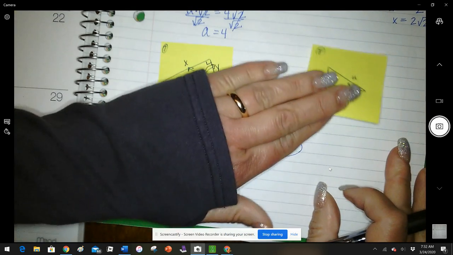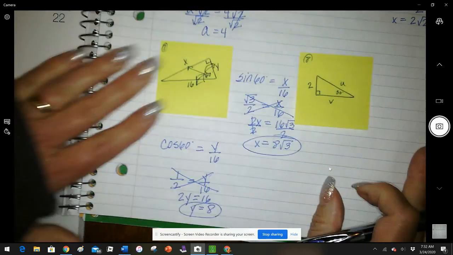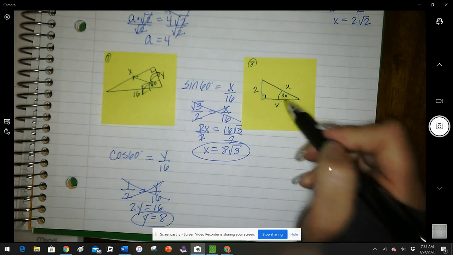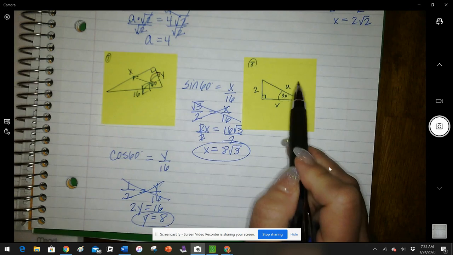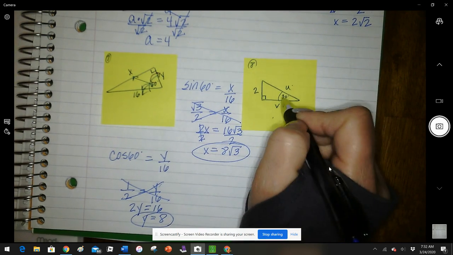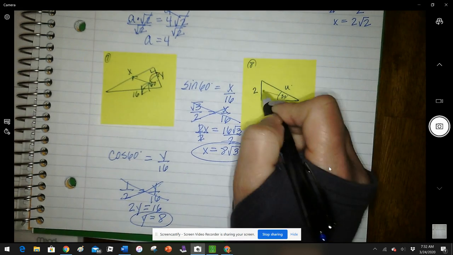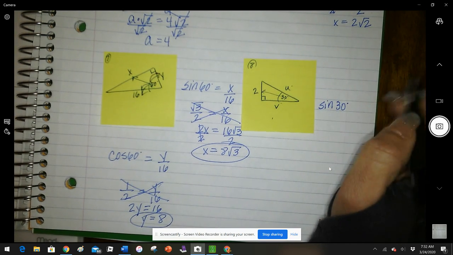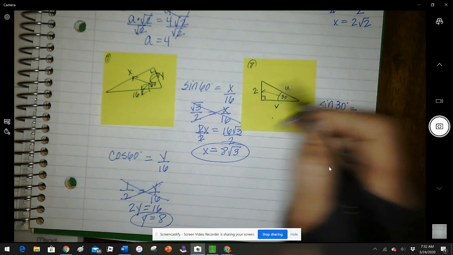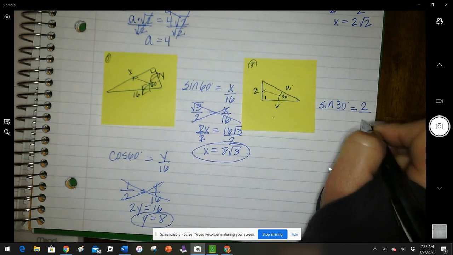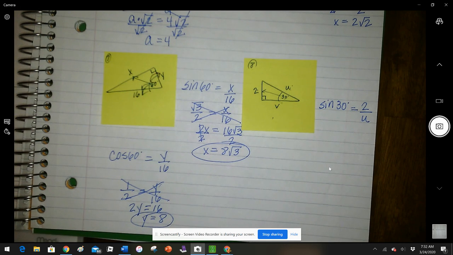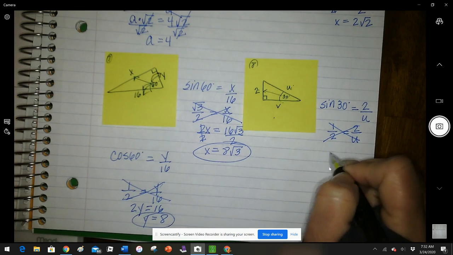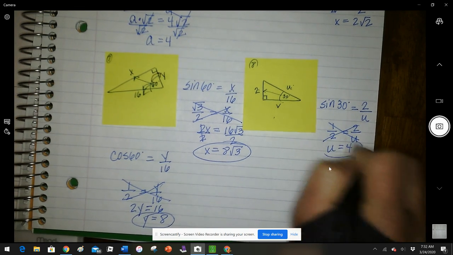Okay, last one, number 8. Excuse me again. All right, so here we go. We're going to use our 30 degrees, and we're going to find u and v. So I'm going to start, I don't know why I always seem to start with sine, but let's do the sine of 30 degrees. And that's going to equal opposite, which is 2, over hypotenuse, which is u. The sine of 30 degrees is 1/2. And so I cross multiply and I get u to be 4.